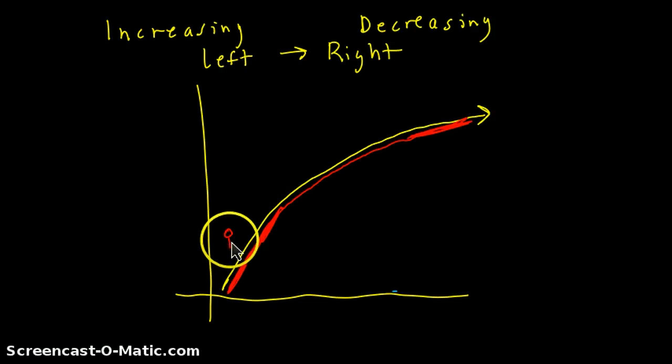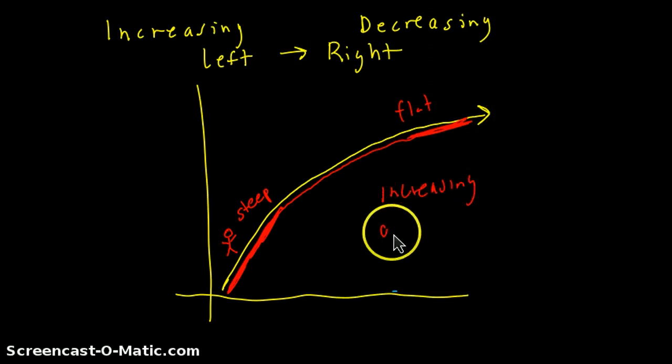I like to think of this like a little mountain. If you were walking up this hill, this part of the hill would be more difficult to climb up than here. Here the hill is almost flat. Here the hill is pretty steep. So we would say this is an increasing graph, but it's increasing at a decreasing rate. In other words, as we go from left to right, the graph gets more flat. That's called increasing at a decreasing rate.